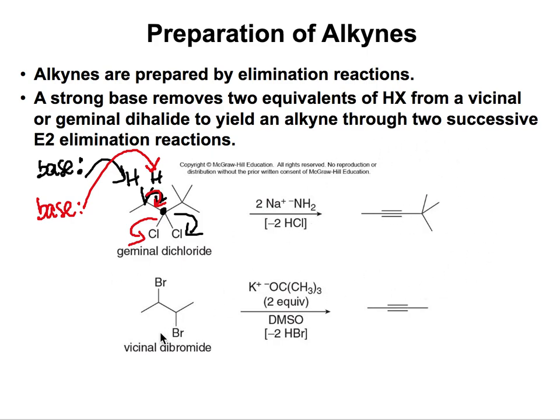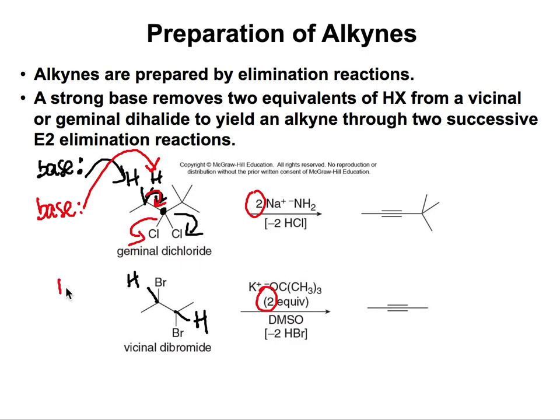The same happens when we have a vicinal dibromide. That means that the bromines are not on the same carbon, but they are on carbons that are next to each other. In this case, we have one H there and one H here. So we will be using, again, two equivalents of base, and that's why you keep seeing these two in front of the base reagent.